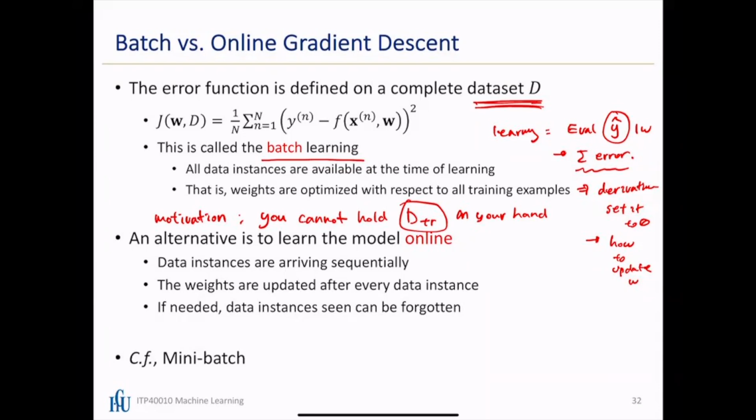In that case, we are going to take another strategy. We are going to look at each data instance one by one. So look at one data point, update the model. Look at another data point, update the model, and so on. That is called online learning.